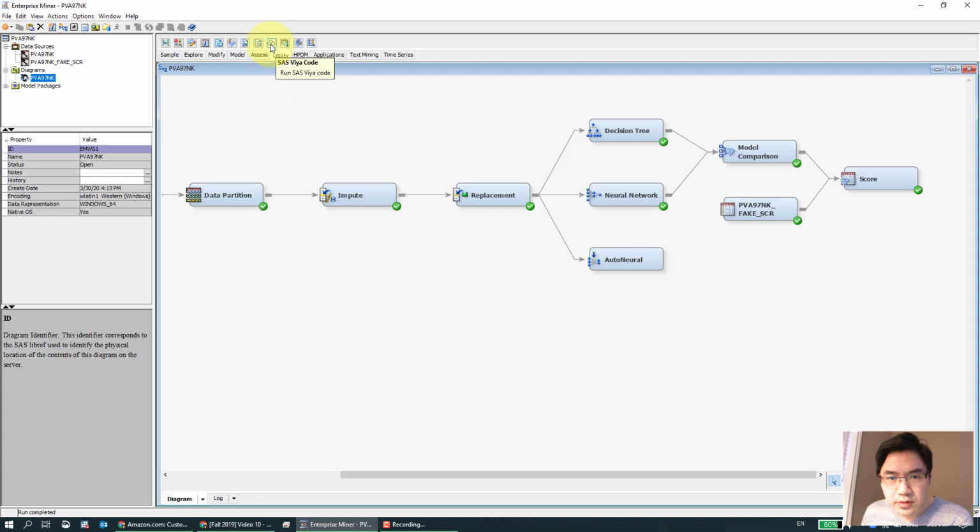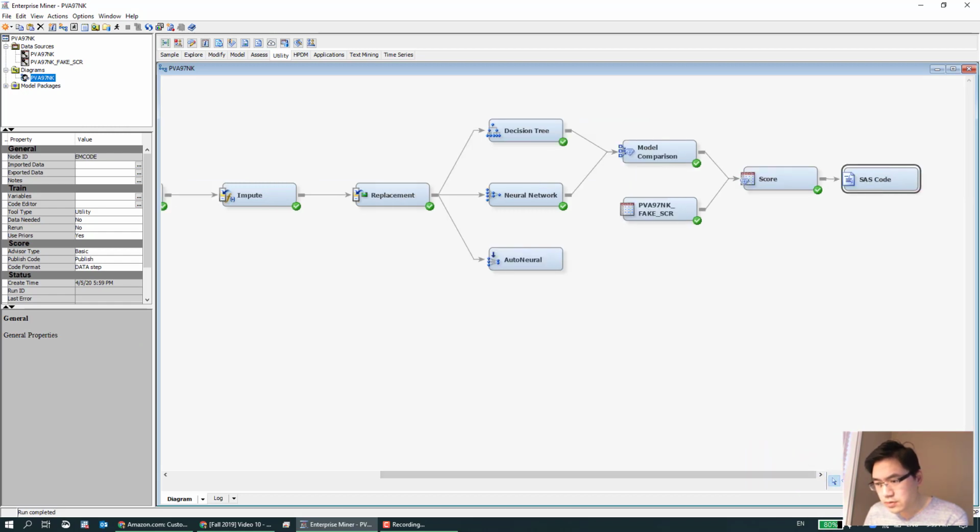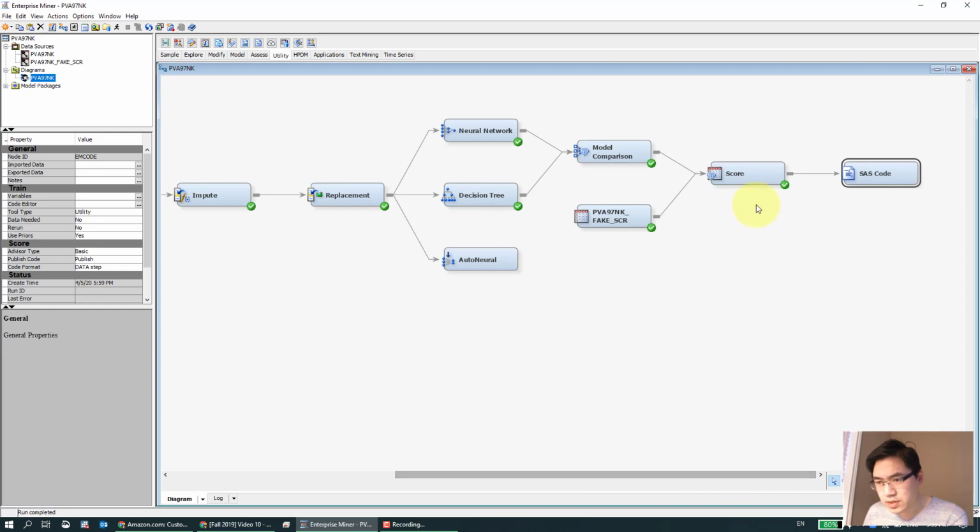Now, to do the SAS code, you'll find under Utility there's a SAS Code node. Bring that to the diagram and connect the score node to SAS Code. For SAS Code, the only thing that you need to do is a little bit of programming, and you need to open this. This is called the Code Editor. Click the ellipsis.